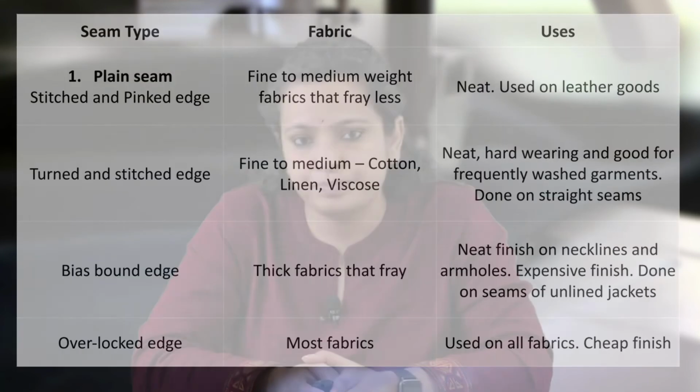So there are different seams in the category of plain seam. First is the stitched and pinked edges. We use it for the fine to medium weight fabric that frays very easily, to make the fabric or the garment neat, and we generally use it on the leather goods.